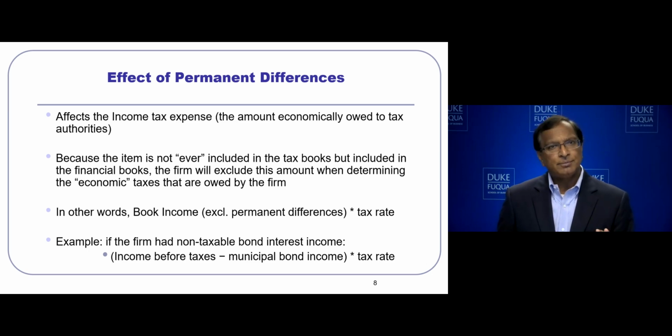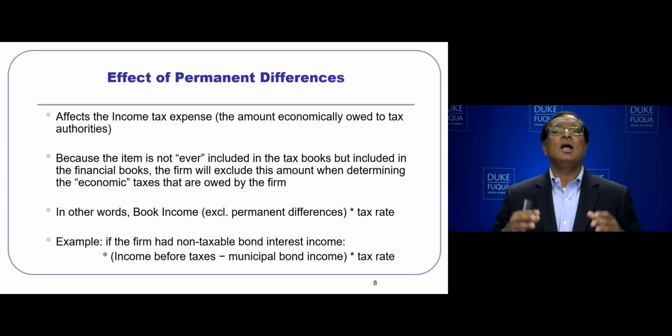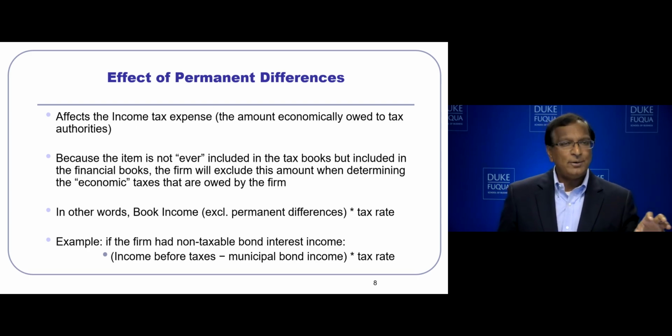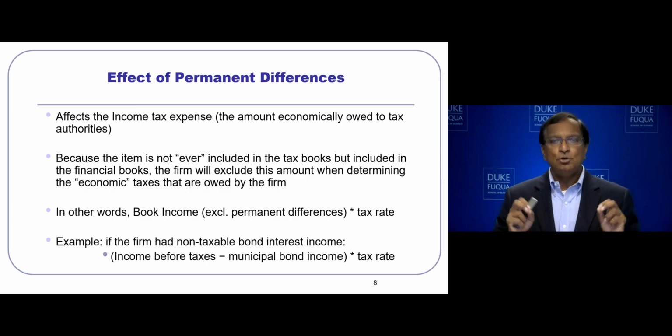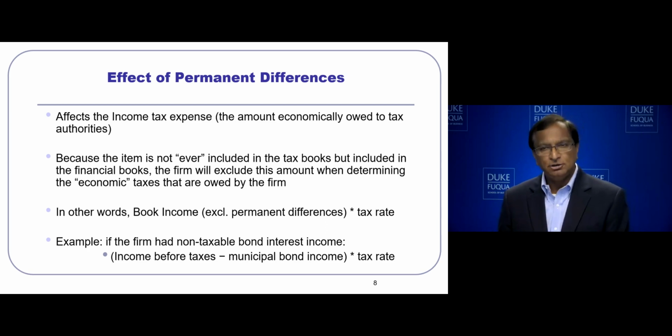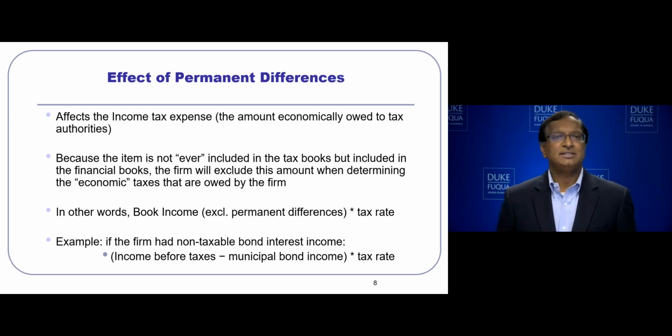In other words, book income, excluding the permanent differences, multiplied by the tax rate is the income tax expense. So in our example, if the firm had non-taxable bond interest income, the tax expense would be income before taxes, excluding bond income, multiplied by the tax rate.